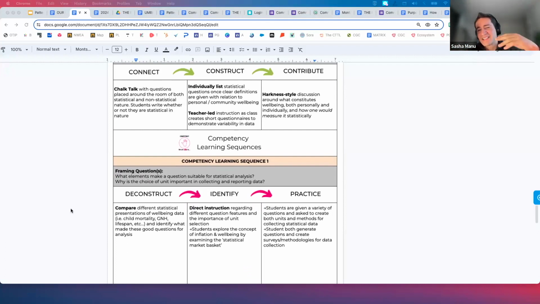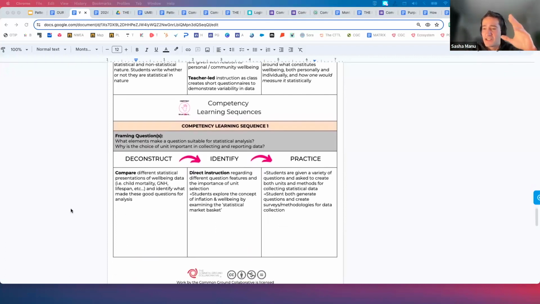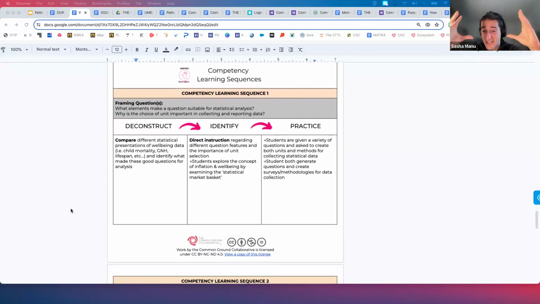And we would, in the next sequence, turn to a lot of this SDG data, and we look at a lot of data sets and actually get into the weeds of it, because this is not just a humanities unit. We actually need to be analyzing some data. So in the deconstruct phase here of this competency learning sequence, we're going to be comparing different statistical presentations of well-being data. So child mortality rates, gross national happiness, which is Bhutan's, as I'm sure we all know, Bhutan's answer to the GDP. But how on earth do they calculate happiness, right? So there's a whole basket of goods that go into that.